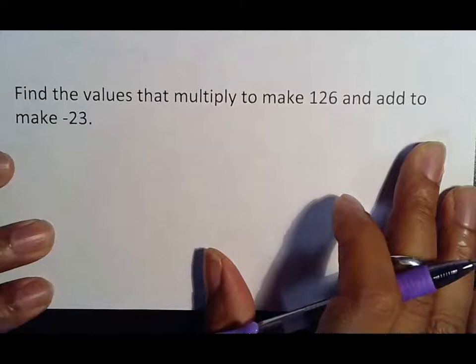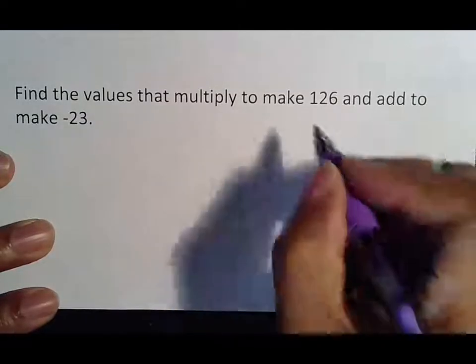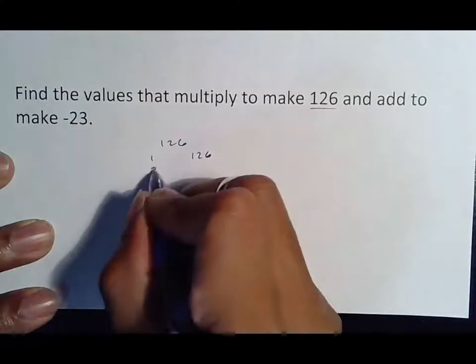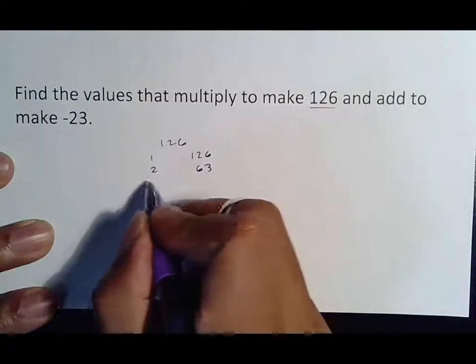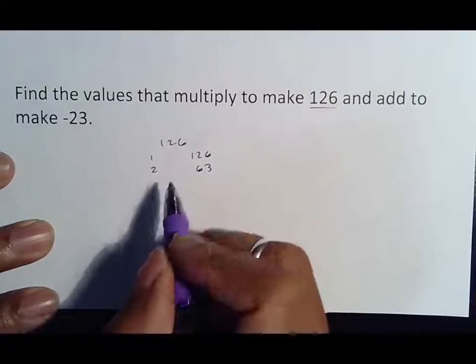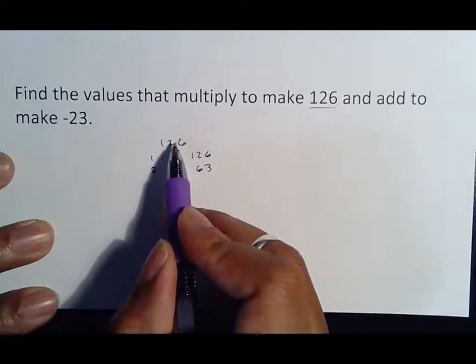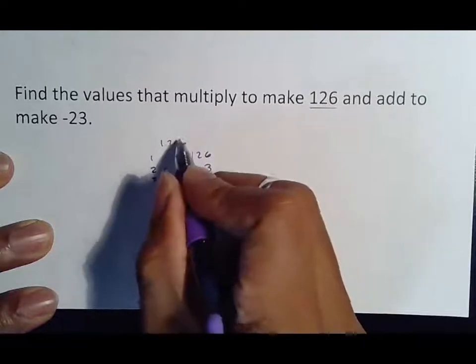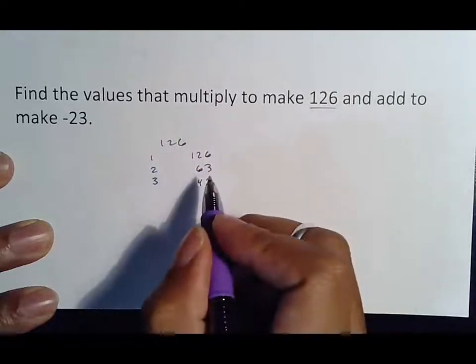Find the values that multiply to make 126 and add to make negative 123. So again, we want 126. That's 1 times 126, 2 times 63. If the digits are divisible by 3, it divides. 1 plus 2 is 3, plus 6 is 9, so 3 does go in there. 3 goes into 12 4 times with none left over, 42.